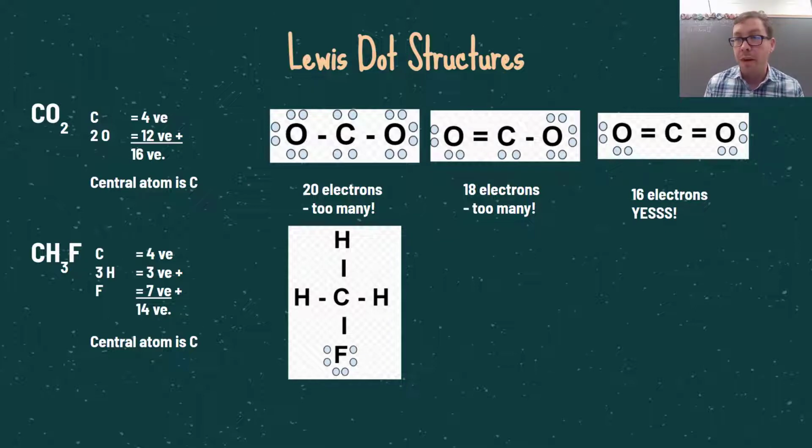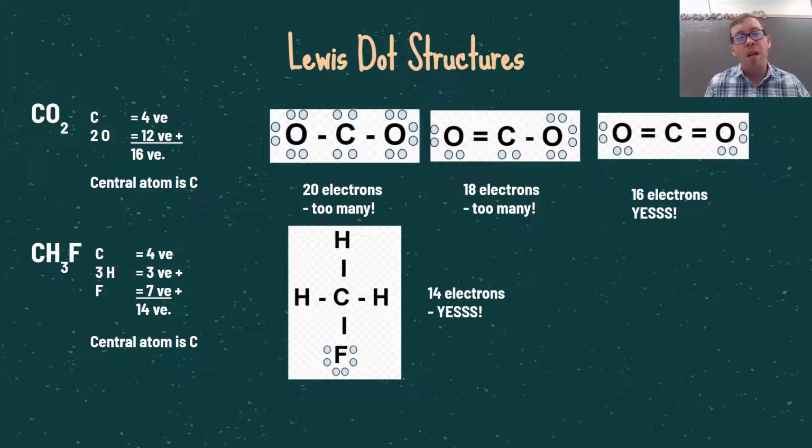I'm going to count up the total number of electrons I put into my structure. If it's 14, I'm done. If not, I need to take away 2 lone pairs and add a double bond. So I count them up: 2, 4, 6, 8, 10, 12, 14. I have 14 electrons in my structure, which is the same as what I counted at the beginning. So therefore, I am good.